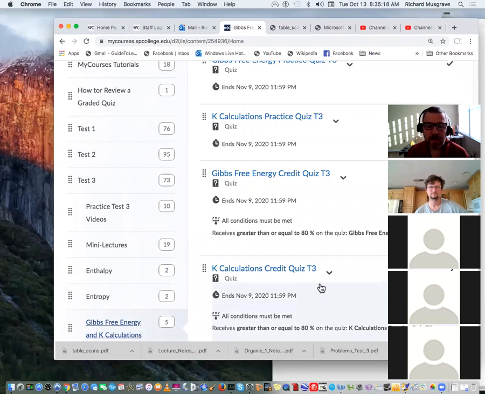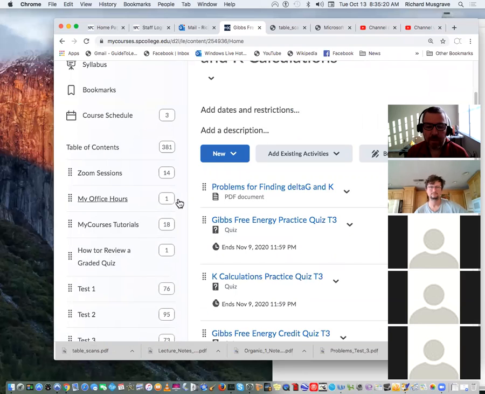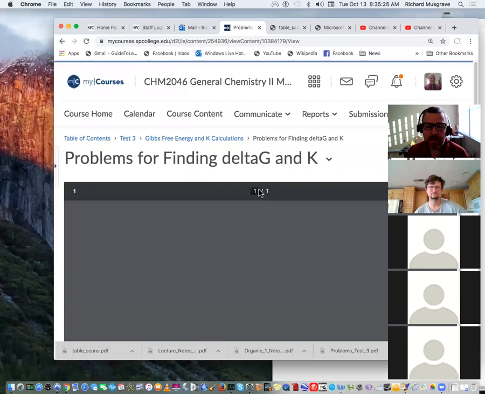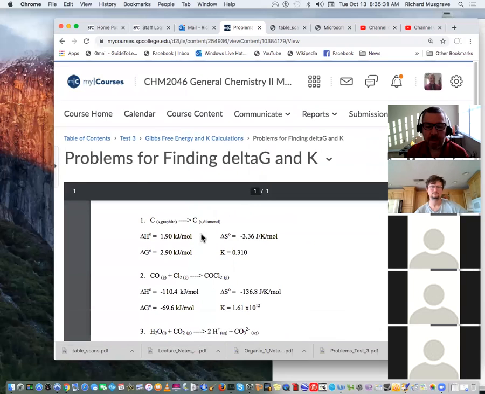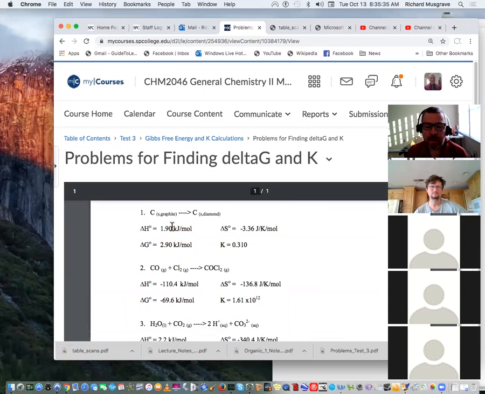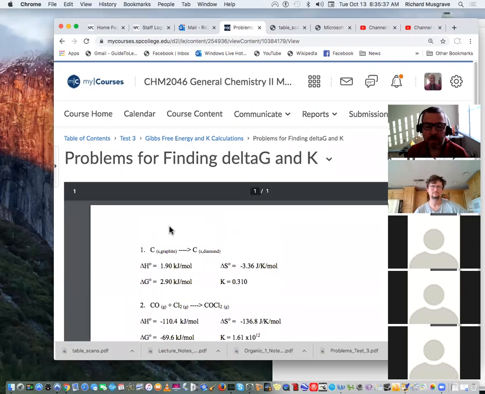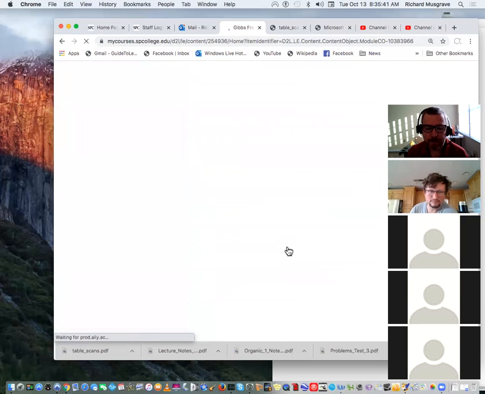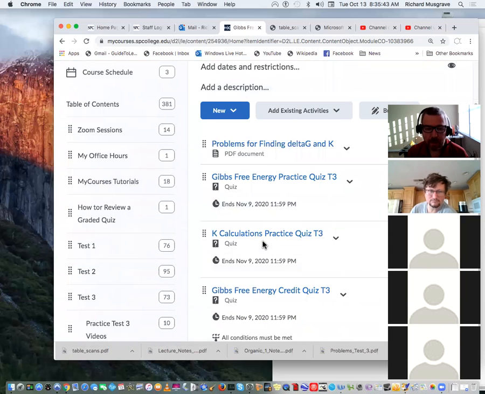And then we've got the Gibbs free energy, that's delta G. I also have a little worksheet here in this folder to calculate delta G and K that gives you the answers below those. So that's something for you to work on if you want some extra practice. But here's the Gibbs free energy practice quiz.